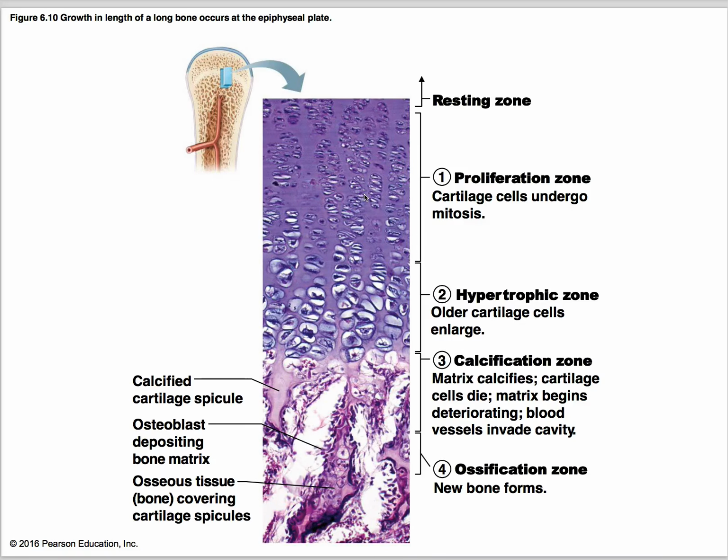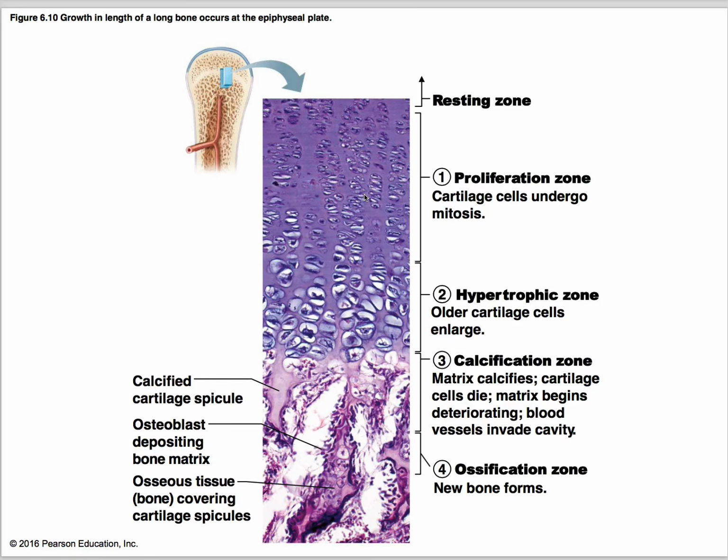So in step 2, the chondrocytes over here are rapidly undergoing mitosis, and as these cells are dividing, they start to align themselves into columns. So they kind of resemble stacks of coins. And these stacks run parallel to the diaphysis. This is how the bone is lengthening at this point.